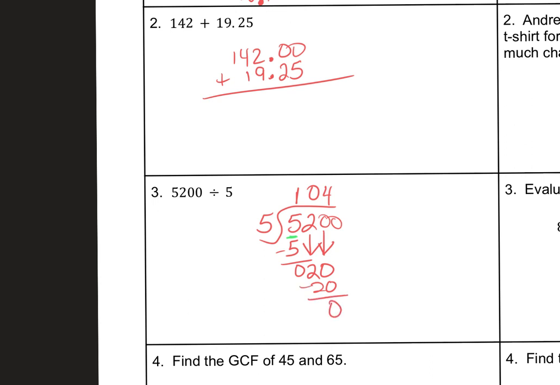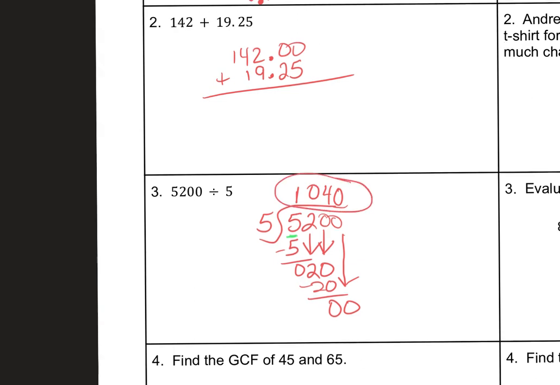So now, am I done? That's the question. Check your arrows. Have all my digits at the top got arrows below them? No. To bring down. One last time. Can I divide 0 into 5 groups? No, I cannot. Means I have to put a 0 above that last digit that I brought down, and now I'm done. 1,040 is your answer.